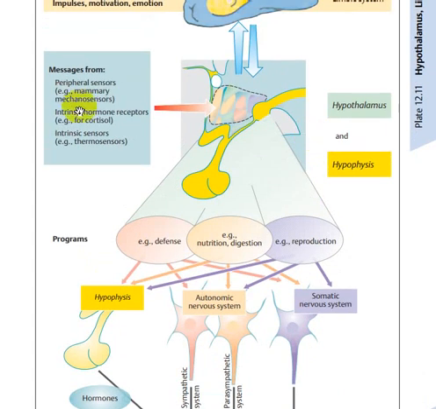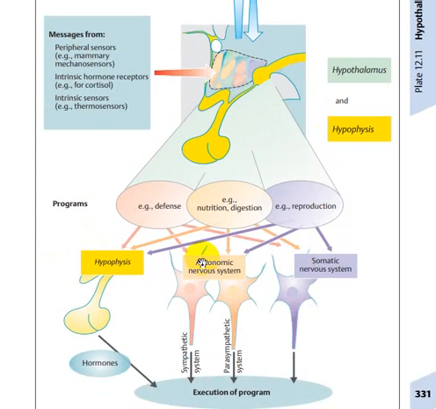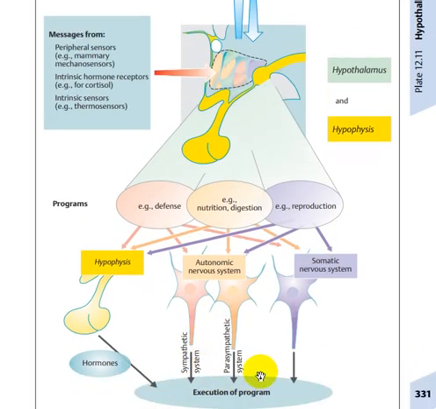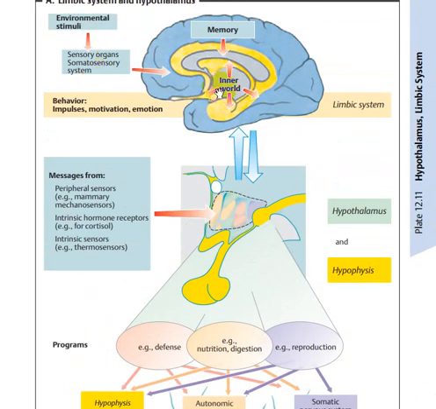Now you need to know again that the hypothalamus is very important in the limbic system. You have programs, e.g. defense, nutrition, digestion, reproduction. So all of these are going to enter into the hypophysis. These are the different mechanisms of control of the somatic and autonomic nervous system, and all of them are going to execute their function. The limbic system is all shown here. And the limbic system is also used in the control of short-term memory, because it is located at the level of the temporal lobe of the brain.